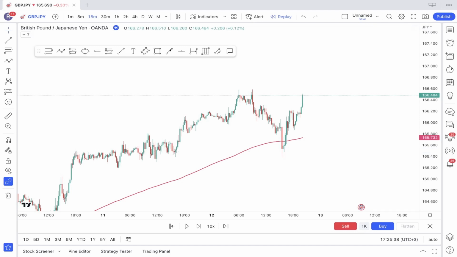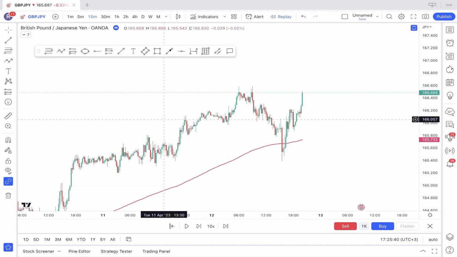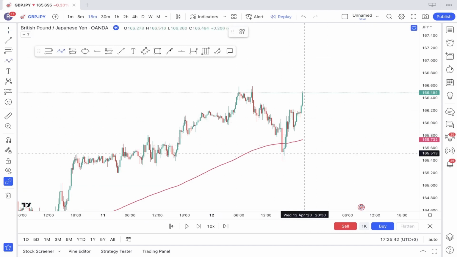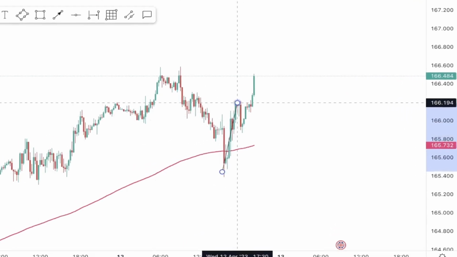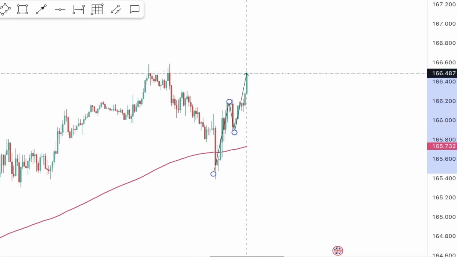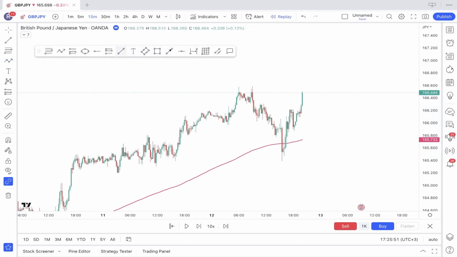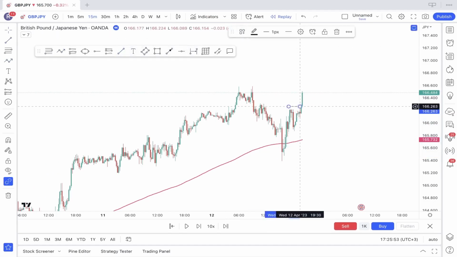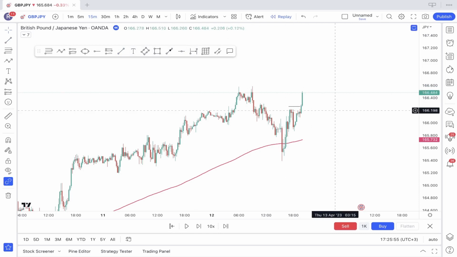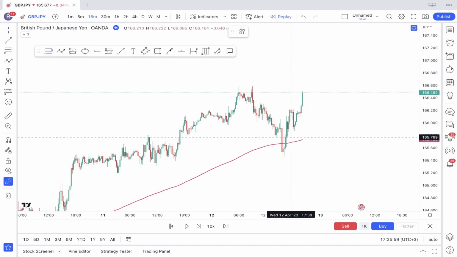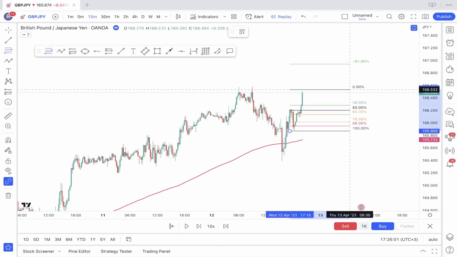So price is currently floating above the 200 EMA. And if we look at market structure, we had a high here, then we had a small pullback, and then we broke above this high here. We had a BOS, a break of structure right here, and we created a new high. So now we can place a fib from this higher low to the newly formed higher high.